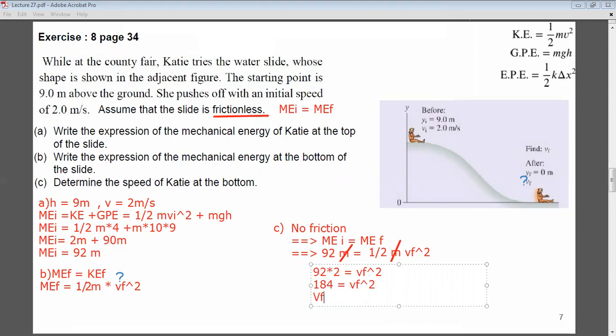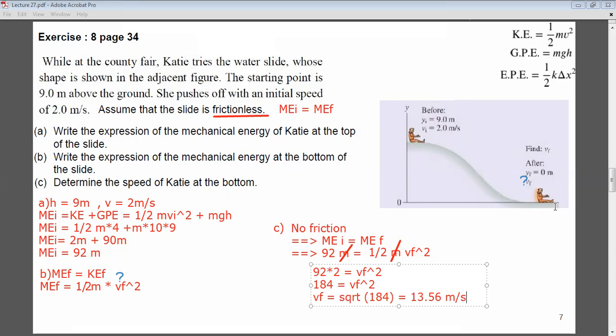Now v final is equal to square root or radical 184, and the answer is 13.56 meters per second. Okay, you see how simple it is? We just have to pay attention. These are two positions. In one position, we have kinetic energy and gravitational potential energy because it has the initial velocity and it has altitude.